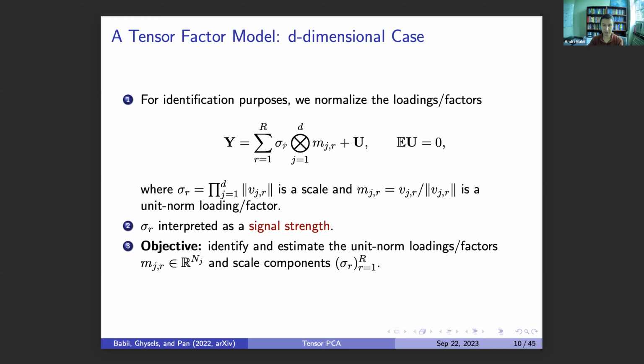So these are unit norm vectors. And we also have the scale component, sigma r, which absorbs the scale of all factors and loadings. So this is going to be the product of norms of factors and loadings across all dimensions. And we can have an interpretation for this sigma as a signal strength. So large sigma means that we have a stronger factor. Smaller sigma means that we have a weaker factor. And our objective is to identify these unit norm factors and loadings, as well as the corresponding scale components.